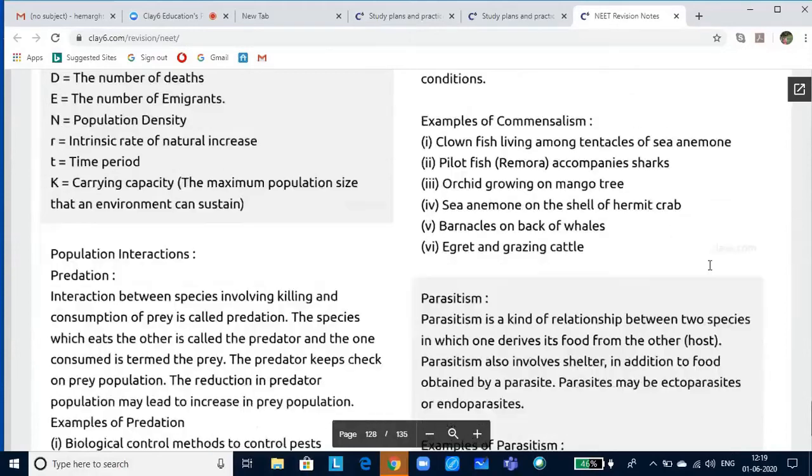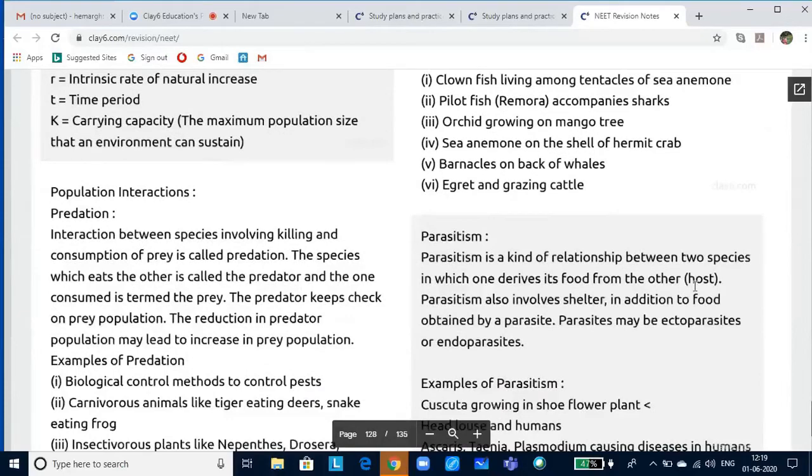Orchid growing on the mango tree. Orchids grow as epiphytes, and the orchids are benefited by getting shelter while the tree is neither benefited nor harmed. Sea anemone on the shell of the hermit crab, barnacles on the back of whales, so they get a free ride. Egret and grazing cattle.